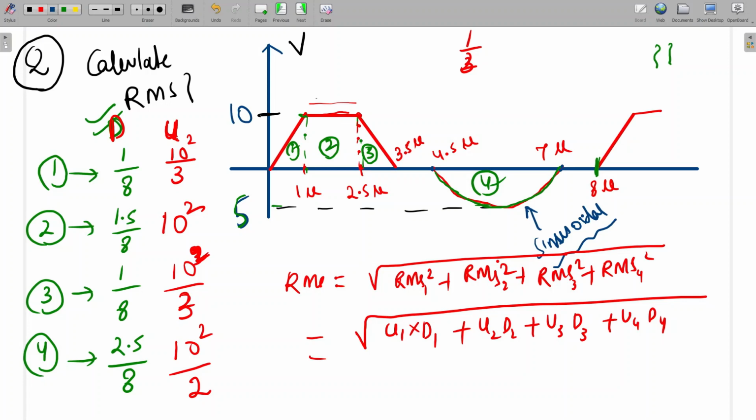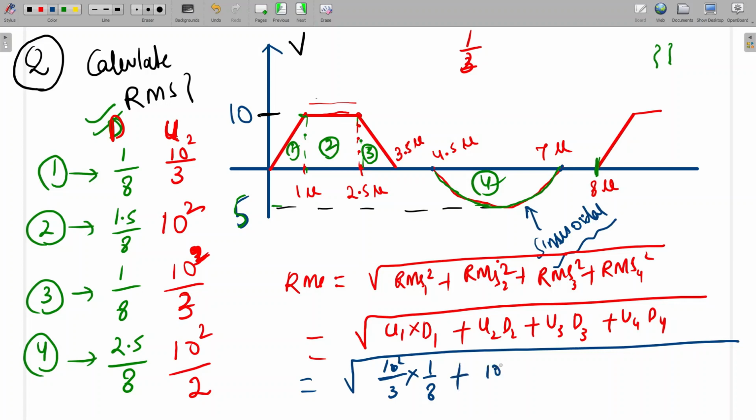Yes. So here directly we can write U1 how much? 1 by 8, 10 square by 3 into 1 by 8 D1. Okay, plus 10 square into 1.5 by 8 plus 10 square by 3 into 1 by 8 plus 10 square by 2 into 2.5 by 8.